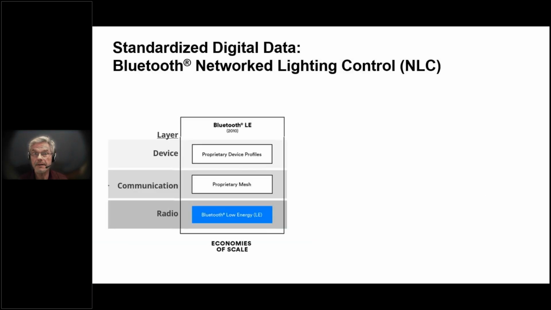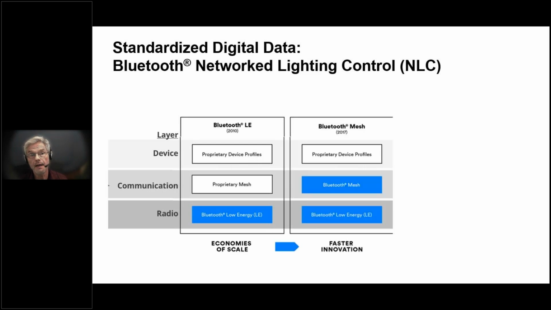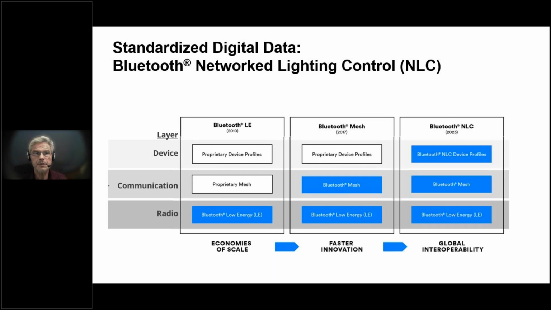The other big thing happening in digital lighting control standards is Bluetooth. In 2010, the Bluetooth Low Energy Standard addressed the radio layer of a network lighting control system, where devices transmit wireless data over radio frequencies. But for the communication and device layers, each different product used a different proprietary solution. In 2017, Bluetooth Mesh addressed part of that problem by standardizing the communication layer, but the device layer remained proprietary. Only since 2023 has a full stack standardized Bluetooth wireless mesh solution become available.